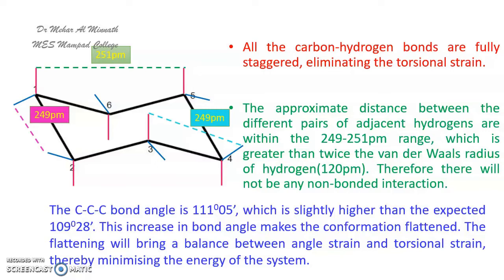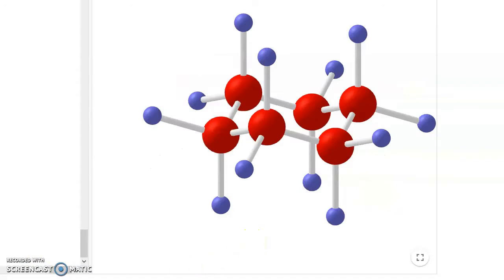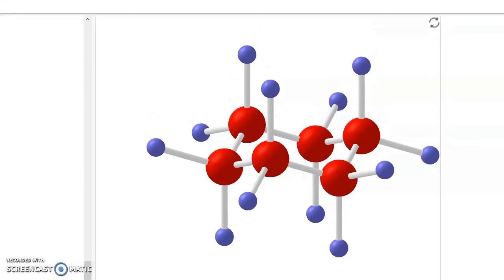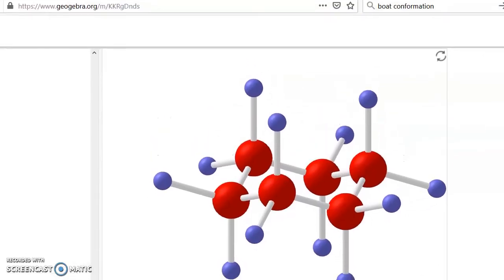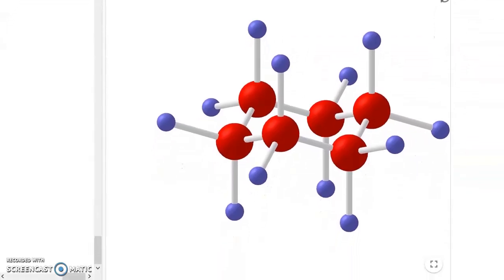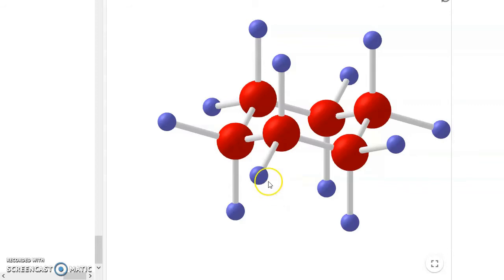Now we'll take up the three-dimensional model of the chair form and rotate it. This is the chair form of cyclohexane. This 3D model I have got from the website GeoGebra. You can go to www.geogebra and type conformations of cyclohexane. You will get this model. Now we'll just rotate this model. Now this is the chair form.